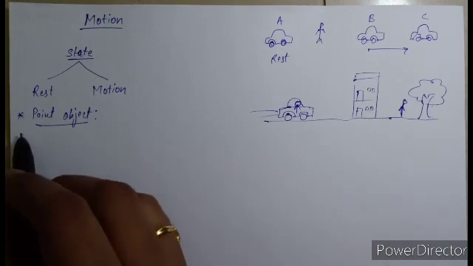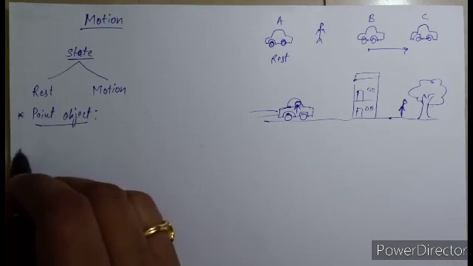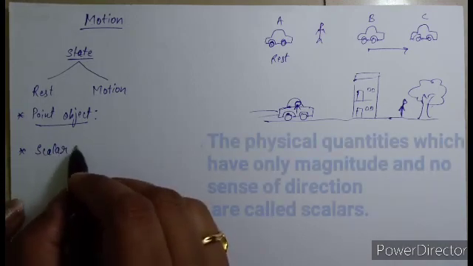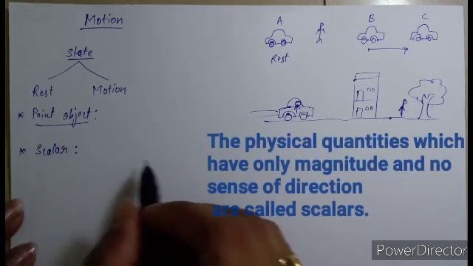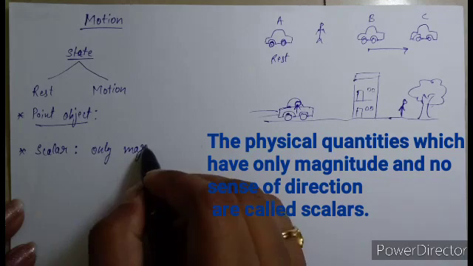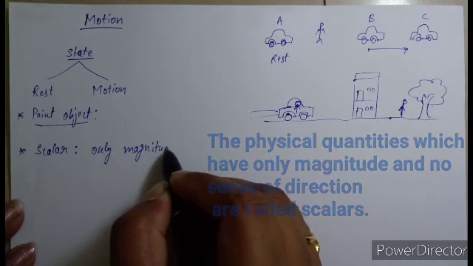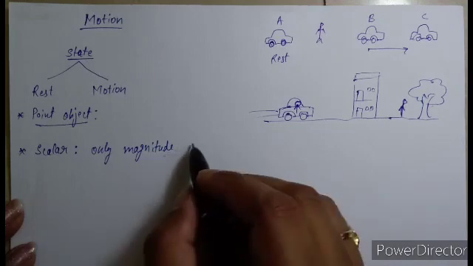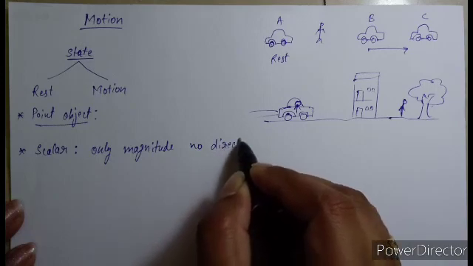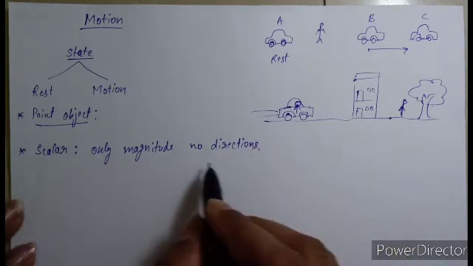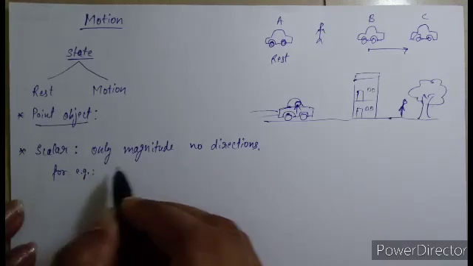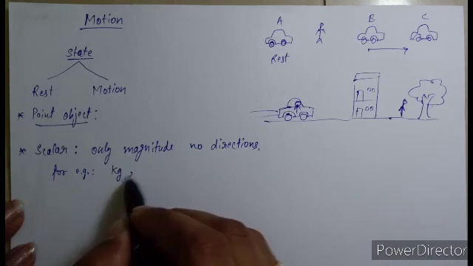Next, we will discuss scalar and vector quantities. First one is the scalar. Scalar quantity, the physical quantities which have only magnitudes, only magnitudes, no directions, are called scalar quantities. For example, we can take kg, meter.